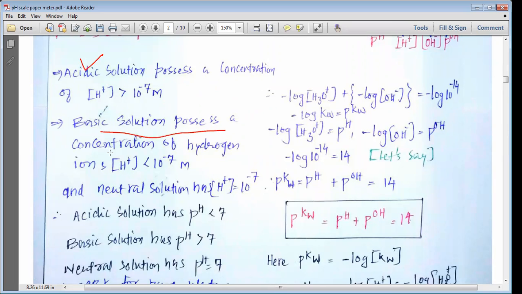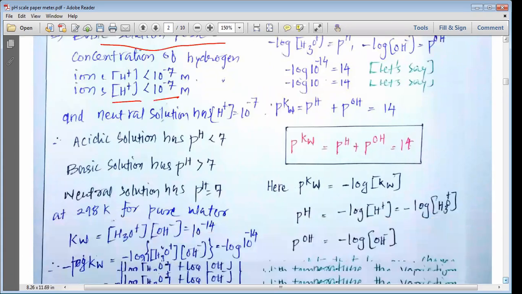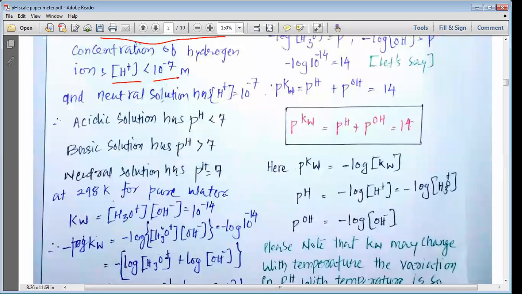If we have a basic solution, then the concentration of H plus ion will be less than 10 to the power minus 7 mole per liter. That means the concentration may range from 10 to the power minus 7 to 10 to the power minus 14, that is minus 8, minus 9, minus 10, and so on. So if the concentration of hydrogen ion is less than 10 to the power minus 7 mole per liter, the solution is basic in nature. And when the concentration of H plus is equal to 10 to the power minus 7 mole per liter, the concentration of OH minus will also be 10 to the power minus 7, and it is a neutral solution because the concentrations of both H plus and OH minus are equal.